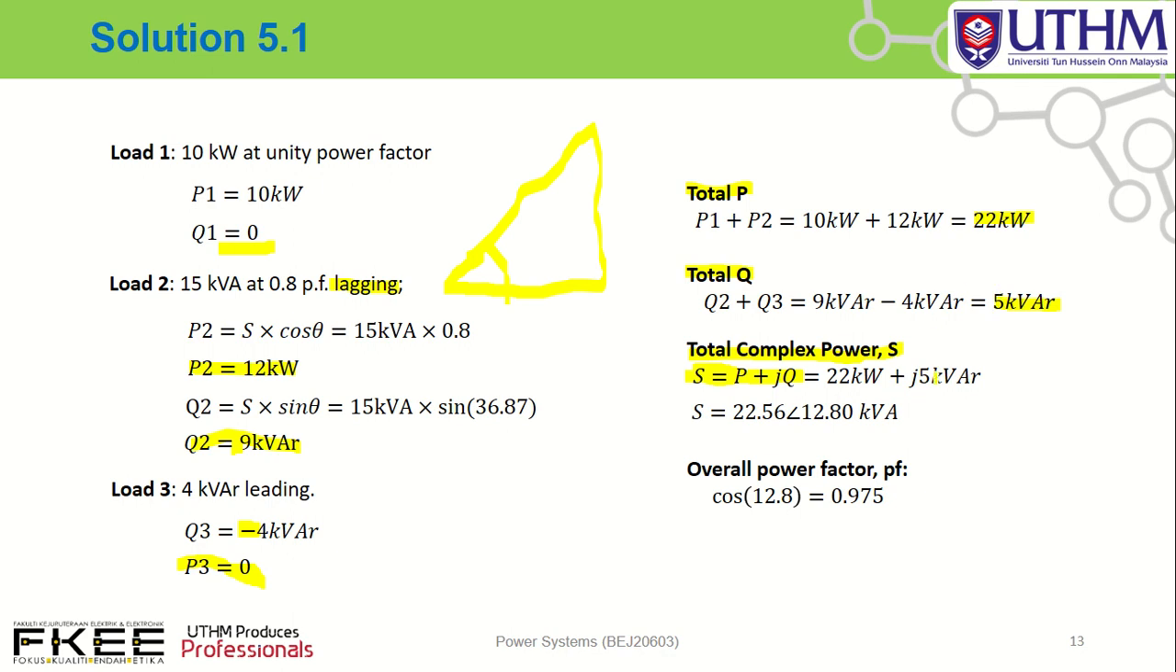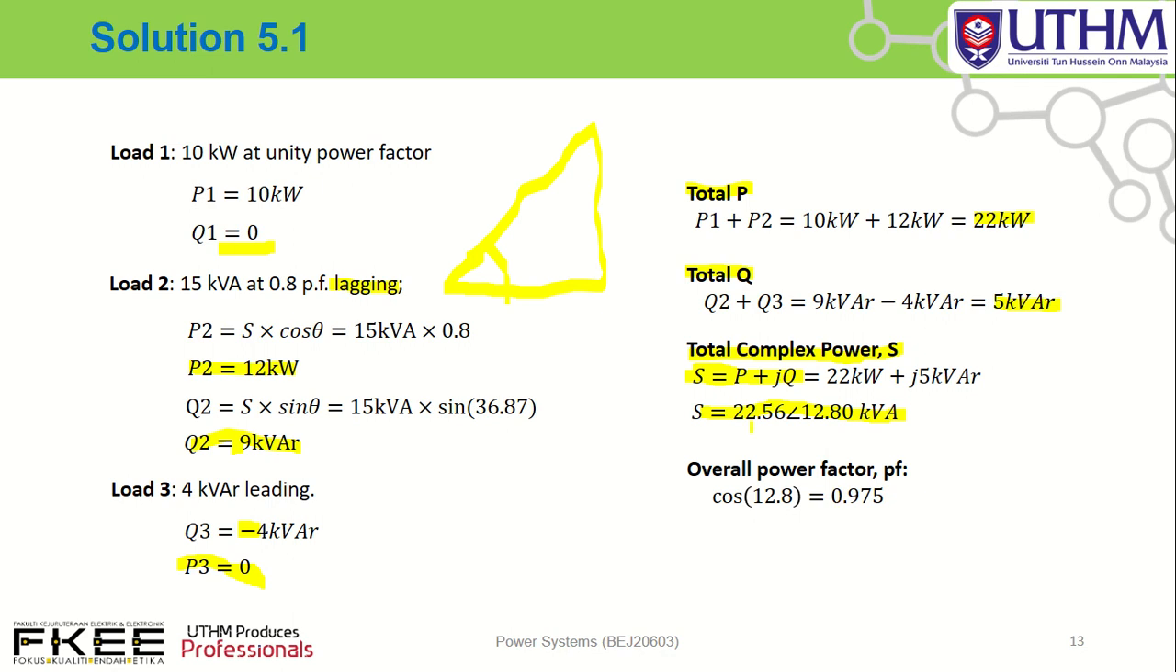Okay, so from this rectangular form you can convert to polar form by using your own calculator, so you'll get the complex power. Okay, so the next question is you need to determine the overall power factor. So what is the overall power factor? Overall power factor equal to cos theta, the angle of the complex power. The angle of the total complex power equal to 12.8. Cos theta equal to 0.975. Okay, I hope you can understand this example.